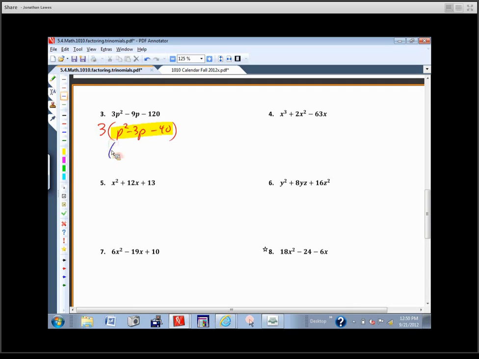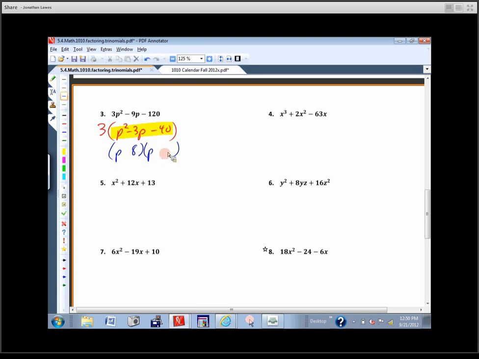That's an easy one. The only way to make a p squared is going to be a p and a p. I need two numbers that multiply to be negative 40 that combine to be negative 3. So let's think about this for just a second. Are there any numbers that multiply to be negative 40 that will combine to be negative 3? Okay, 5 and 8, they have a difference.